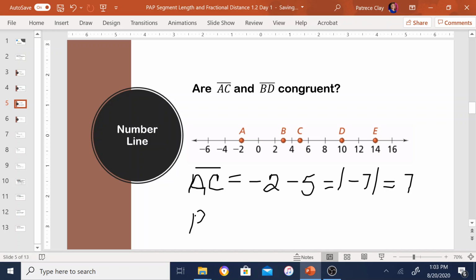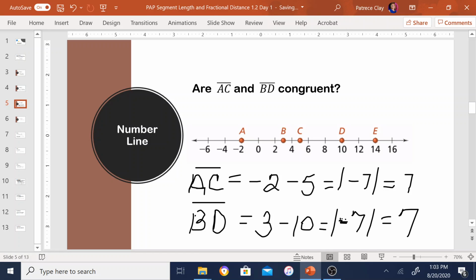BD. So B is located at number 3. D is located at 10. So the absolute value of 7. So 7 and 7, our lines are congruent. So we're going to say yes, nice and big.